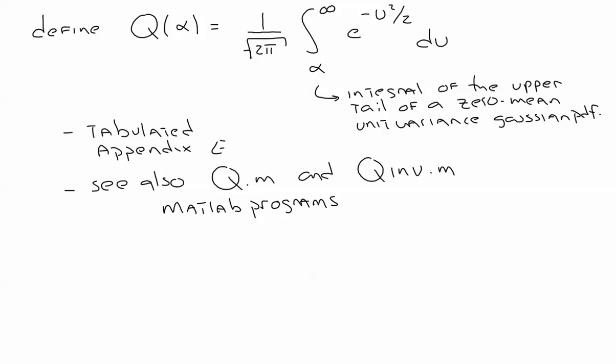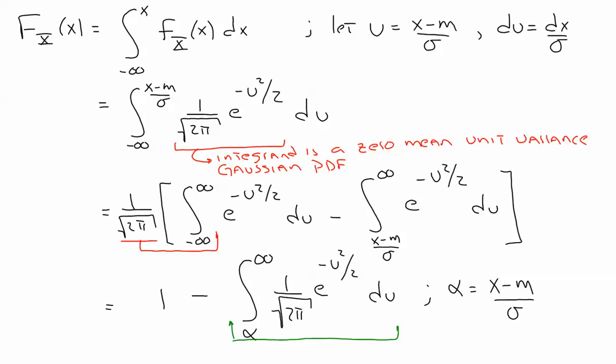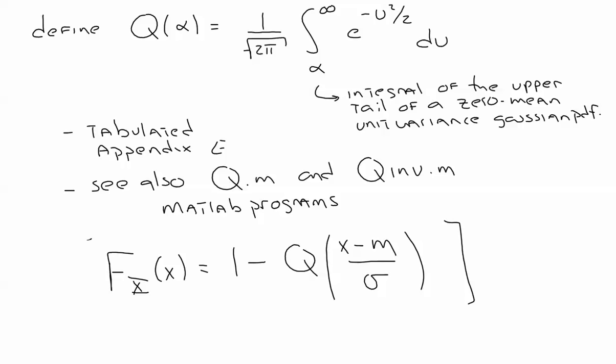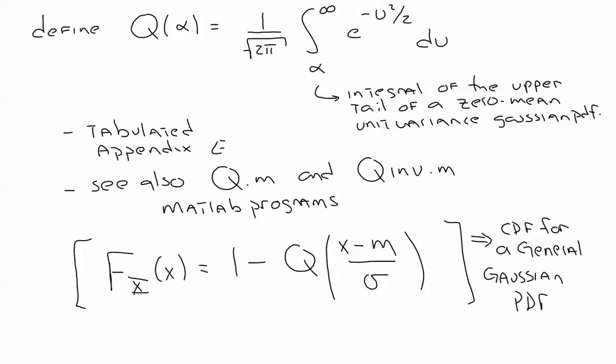Very simply then, looking back to my previous page, since we've defined Q as we have at the top of this page, the relationship on the bottom, I can write this down. I can say that for a general Gaussian, my cumulative distribution function is 1 minus this Q function evaluated at x minus m over sigma. That's the cumulative distribution function for a general Gaussian probability density function.